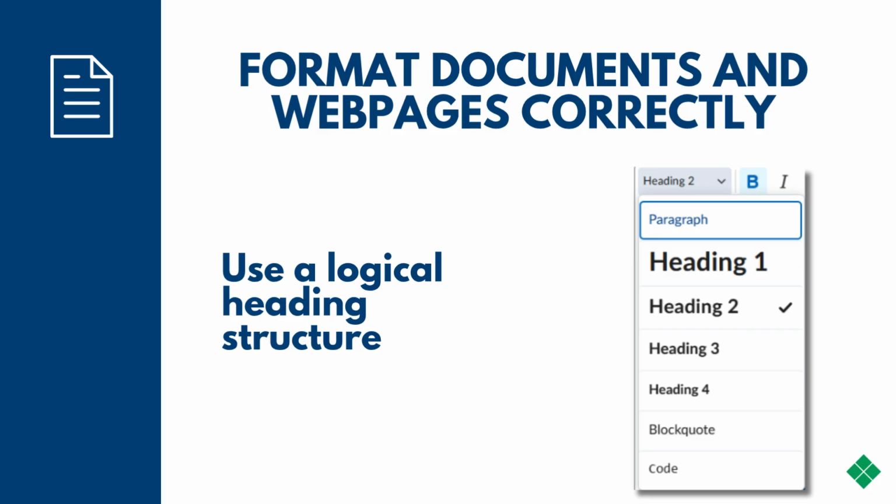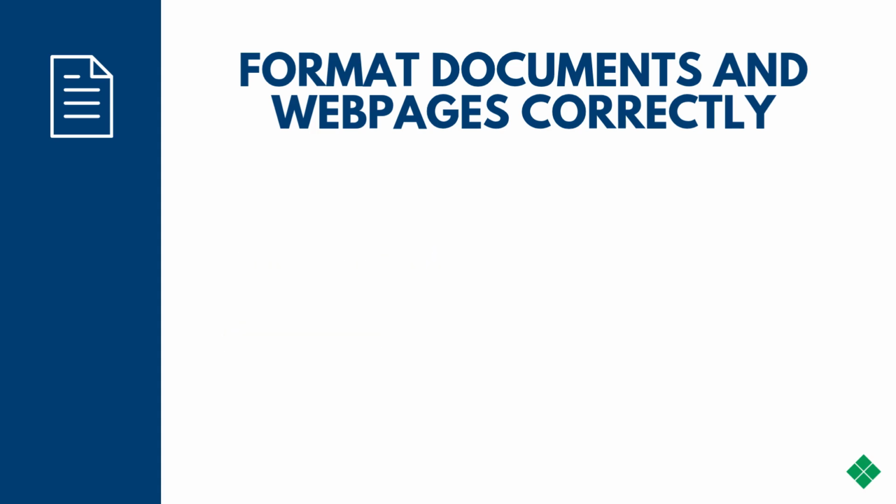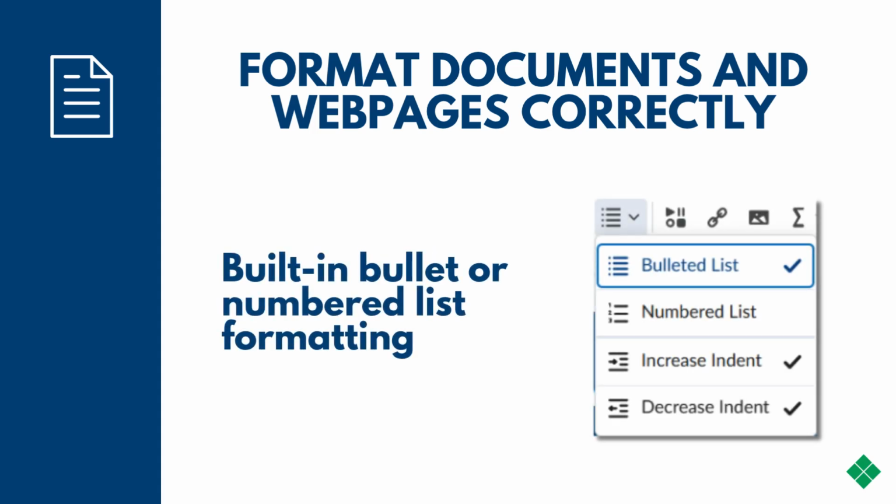you're working in. When creating lists, use your program's built-in bullet or numbered list formatting. Many programs will do this automatically when you start typing a dash or number. If that happens, keep the formatting rather than undoing it. Proper list formatting communicates structure to screen readers.